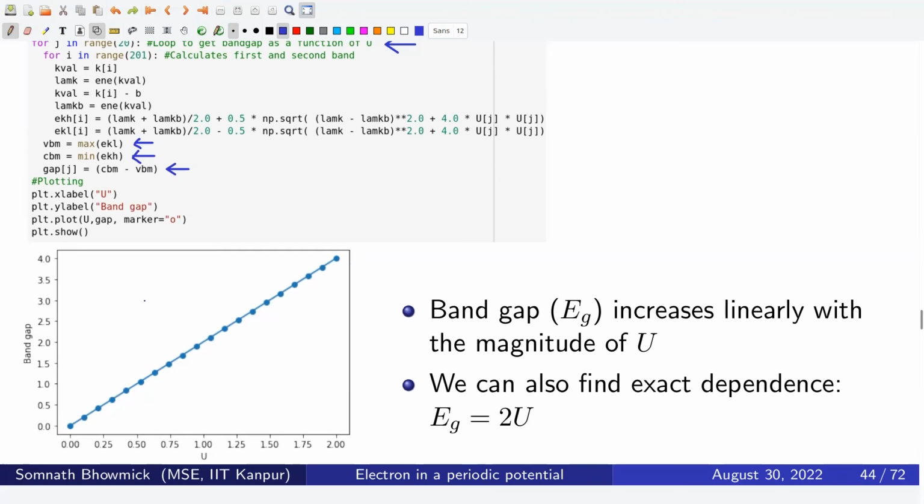From the plot of band gap as a function of U, clearly band gap increases linearly with the magnitude of U. Note that increasing the value of U from 0 to 2 increases the band gap from 0 to 4. Thus, we can say that the band gap is equal to 2 times U.